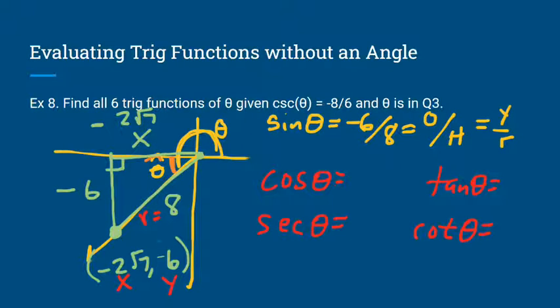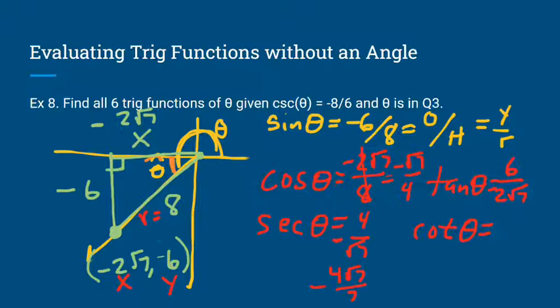So cosine is x over r, so that's going to be negative 2 root 7 over 8, which you could simplify to just negative root 7 over 4, which would make the secant of theta equal to 4 over root 7, negative of course, which rationalized would be negative 4 root 7 over 7. Tangent would be opposite over adjacent, so it's negative 6 over negative 2 root 7, which is just 6 over 2 root 7, positive, which becomes 3 over root 7, which would simplify to 3 root 7 over 7. And then when you flip that, you get root 7 over 3 for cotangent.